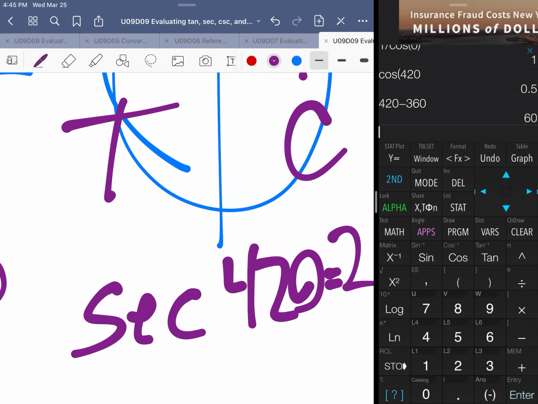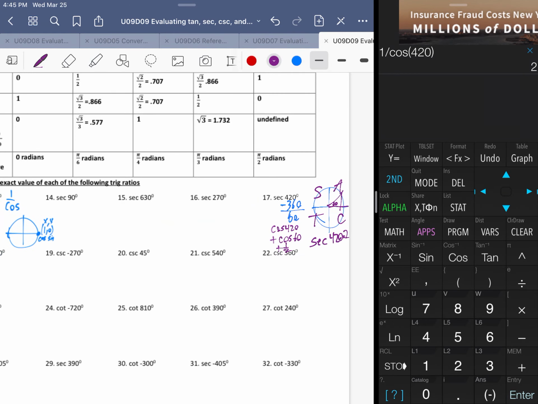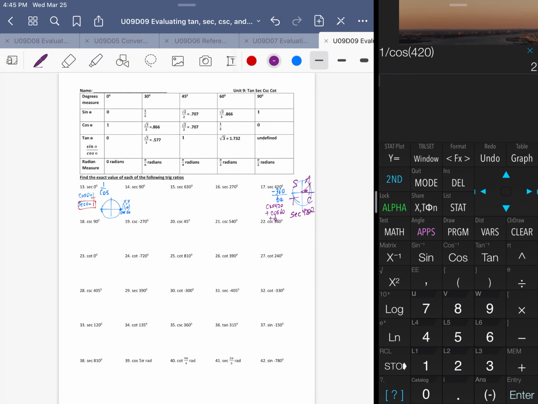So if I do 1 divided by cosine of 420, I should get 2, which I did. Try the rest of the problems on your own. If you have any questions or if anything was confusing, I acknowledge I made a big mistake on number 17 by subtracting without using a calculator to check my work. But you can do all of these things again by hand, just like you would with the other ones.